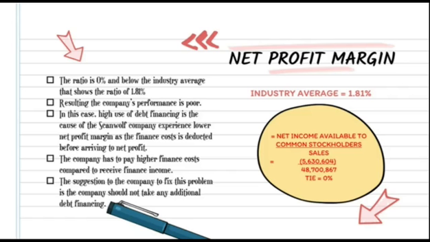However, in this case, high use of debt financing is the cause of Scanwolf company experiencing lower net profit margin, as the finance cost is deducted before arriving at net profit. The company has to pay higher finance costs compared to receiving finance income. The suggestion to fix this lower net profit margin is that the company should not take any additional debt financing.